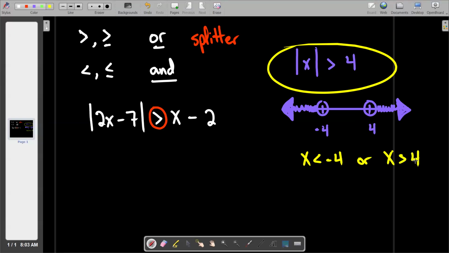Give that a second, let that sink in. We can't move on though until you agree with that, because what I'm about to do is completely founded on that.